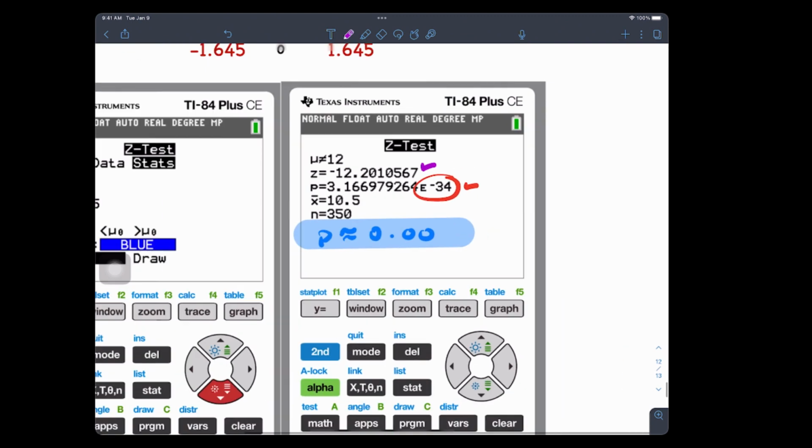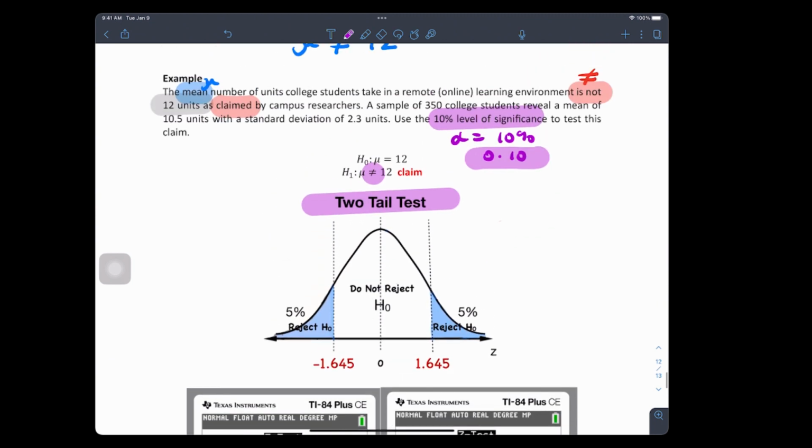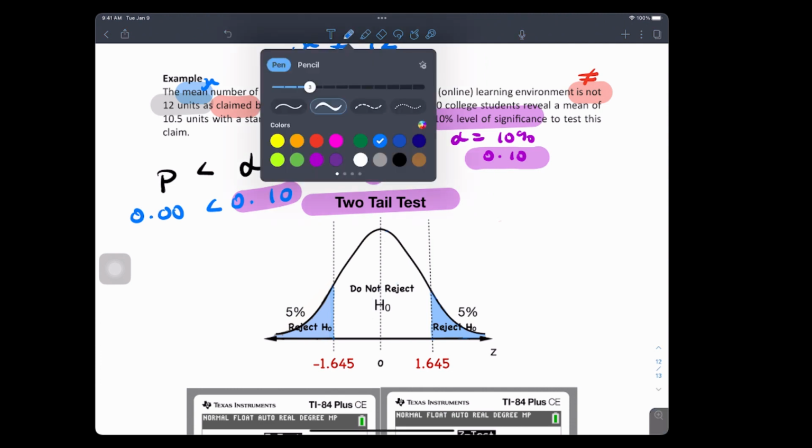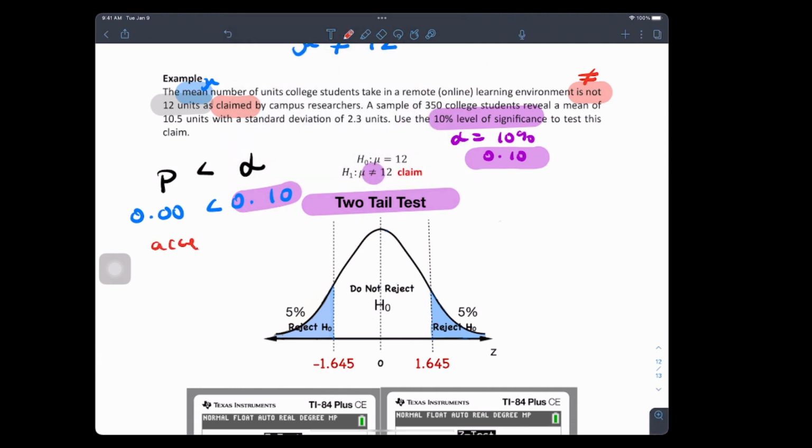So that's going to give you a pretty big hint because you're going to compare, is that p-value less than the level of significance? Well, is 0 less than 10%? The answer is yes. That means you automatically accept the alternate. So for accepting the alternate, we're rejecting the null.